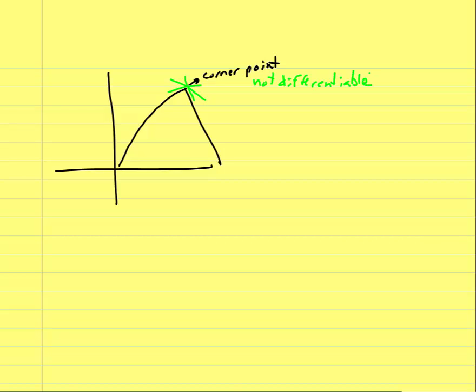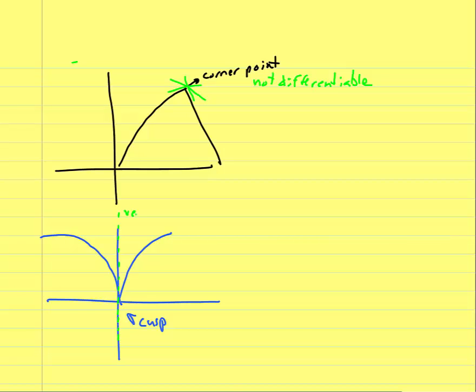Another place that it's not differentiable would be at a vertical tangent line. So let's go ahead and look at that graph. Now a vertical tangent line, there's a couple different ways that you might see that. This is called a cusp. Let me try that again. It comes to this sharp point, almost like a needle point. This is called a cusp. And my tangent line here at that point a would be a vertical tangent line.